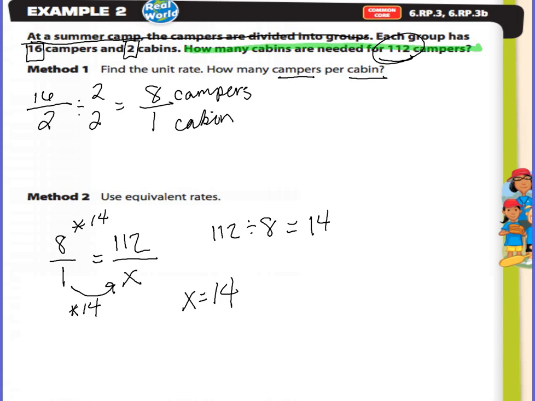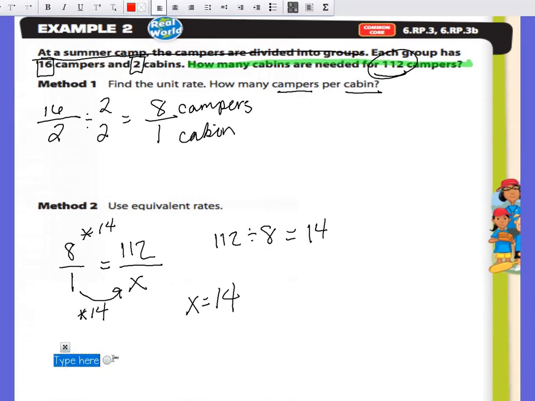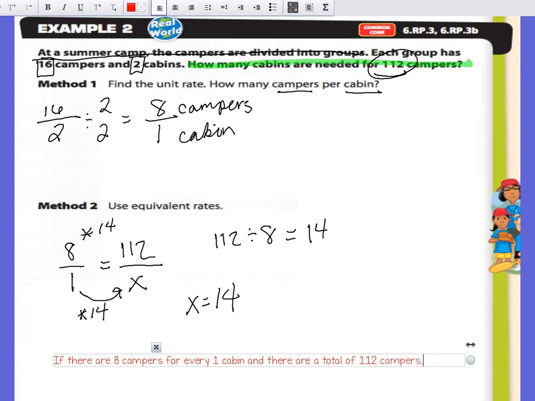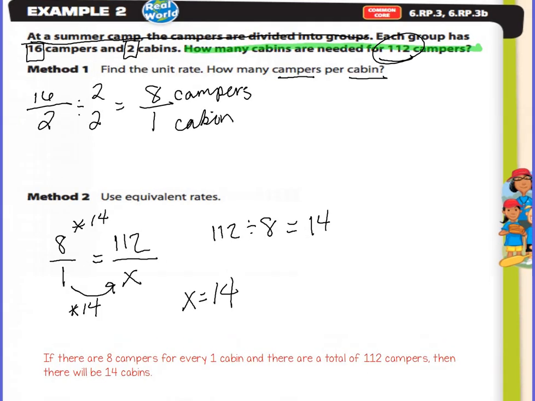But what does that mean? So what that means is, if there are 8 campers for every 1 cabin, and there are a total of 112 campers, then there will be 14 cabins. Yes, there are other ways of solving this problem, but right now we're focusing on how to use rates and ratios, so we're focusing on using equivalent ratios to solve.